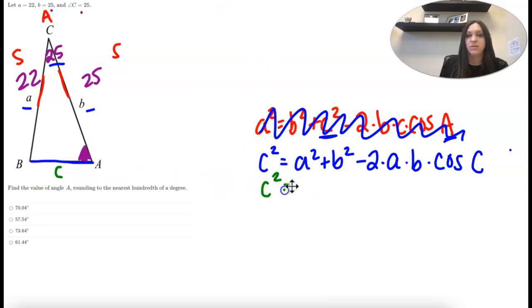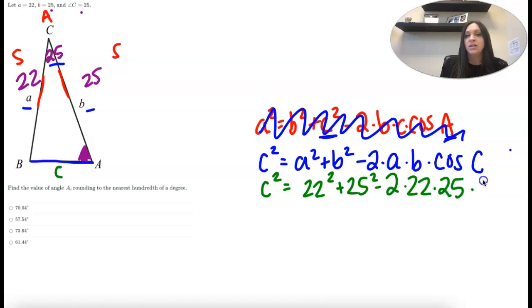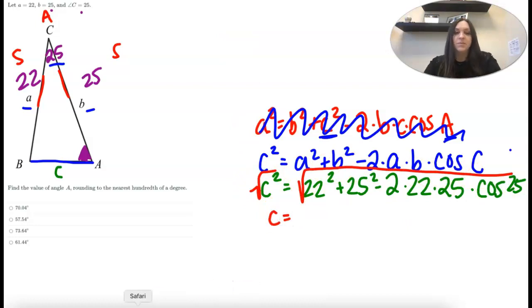We're trying to find C squared, but we know it equals A squared plus B squared minus 2 times A times B times cosine of C. And then I'm going to do what we did last time. We're going to square root both sides because we just want C.